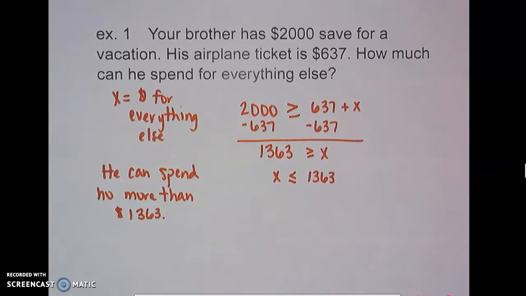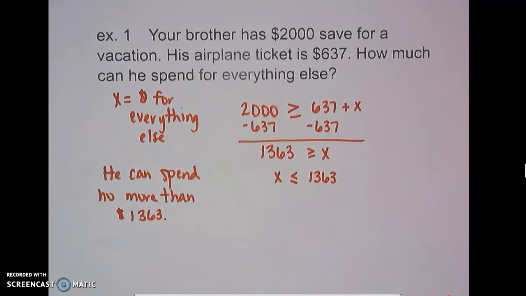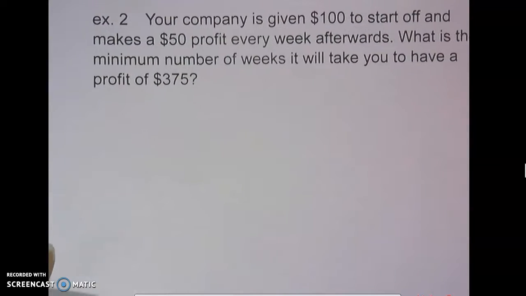You can also say those exact words as they are listed there, as you would say them out loud. Okay? You can say he can't spend over $1,363. There's lots of ways to say it, but that is his limit.